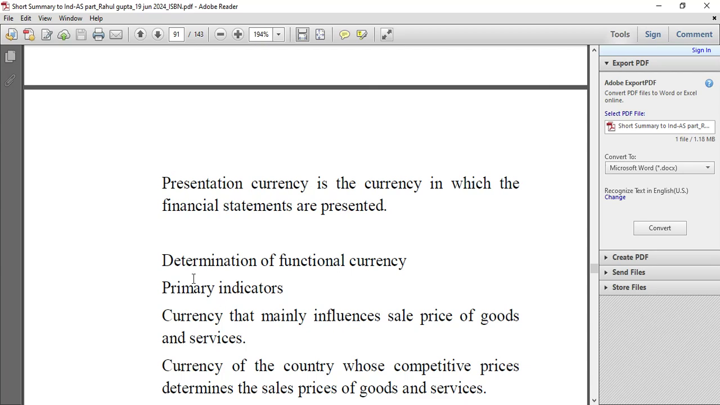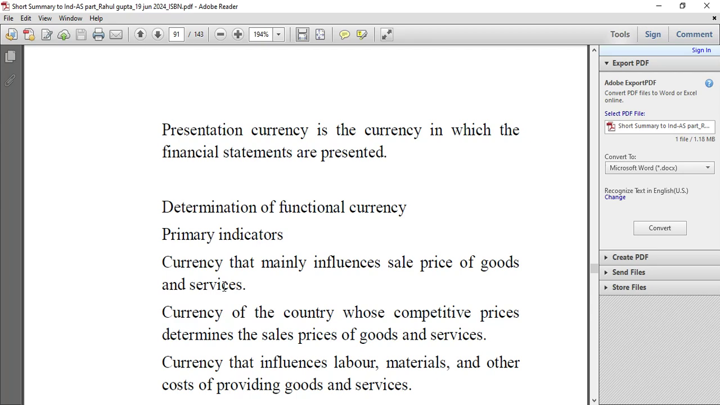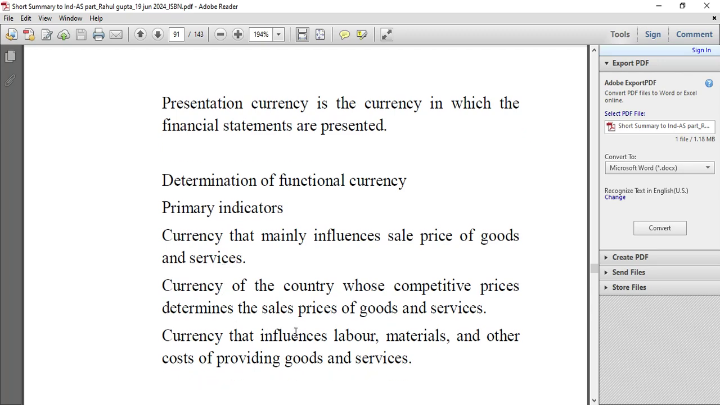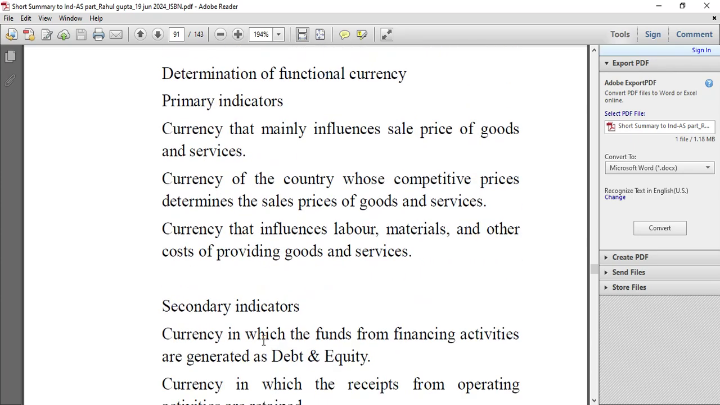Determination of functional currency. Primary indicators. Currency that mainly influences sale price of goods and services. Currency of the country whose competitive prices determine the sales price of goods and services. Currency that influences labor, materials, and other costs of providing goods and services.